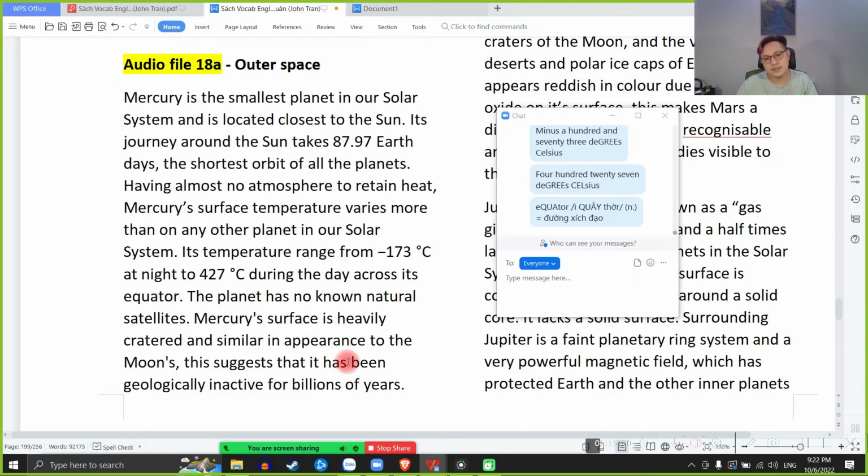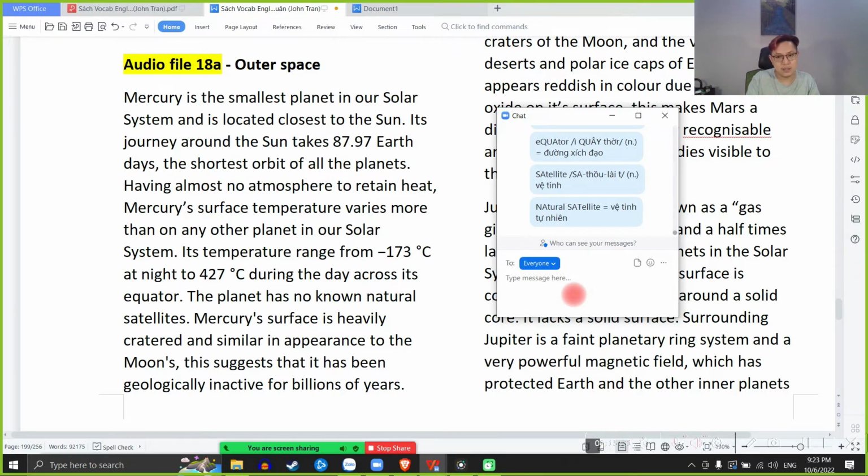The planet has no known natural satellites. Known. Satellite. Natural satellites. Vệ tinh. Natural satellite nó gọi là vệ tinh tự nhiên á.